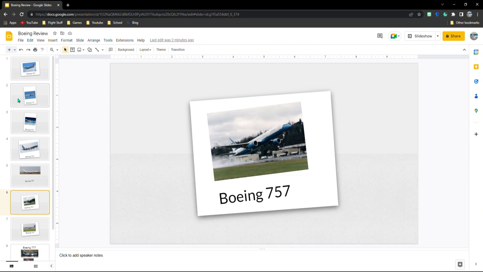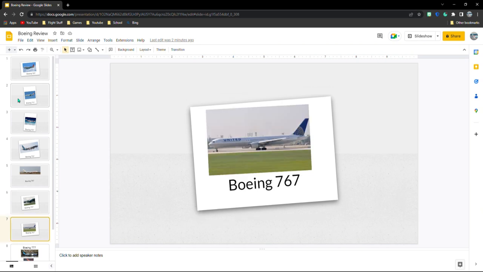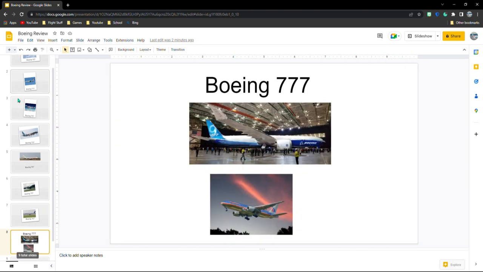This is a Boeing 757-200 out of Alaska. This is a Boeing 767-400ER with United. My guess is this is LAX or Washington Dulles or Chicago O'Hare.